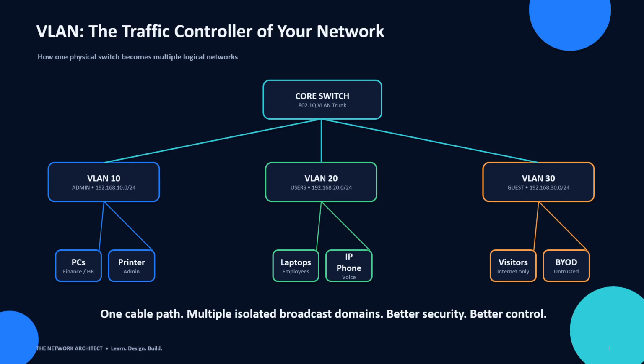So instead, we create logical networks inside the same physical network. For example, VLAN 10 we are creating for administration, VLAN 20 for employees, and VLAN 30 for guests. So we created three different VLANs, 10, 20 and 30. One is for administration, one is for employees and the other one is for guests. Now, even if all these devices are connected to the same physical switch, they are logically separated.